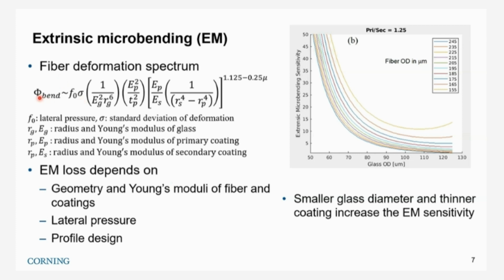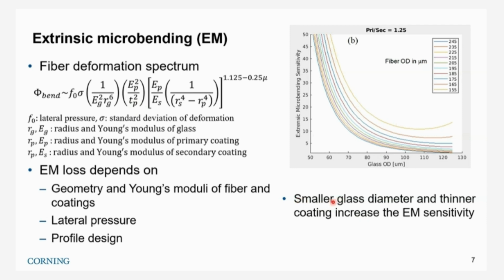For the extrinsic microbending, the microbending loss is basically proportional to the deformation spectrum. From this spectrum, you can see the most important parameters. One is the glass diameter and the Young's modulus. The second most important parameter is the primary coating Young's modulus and the thickness. So in the graph on the right, you see the model of the extrinsic microbending sensitivity.